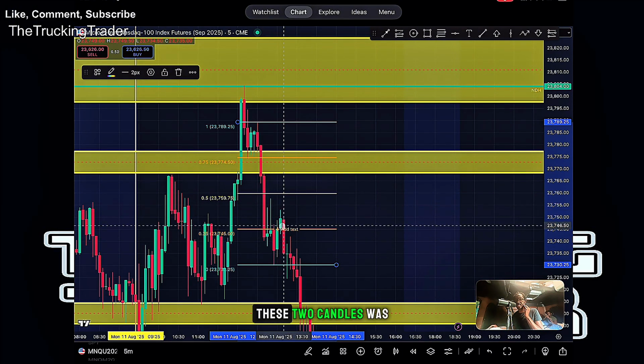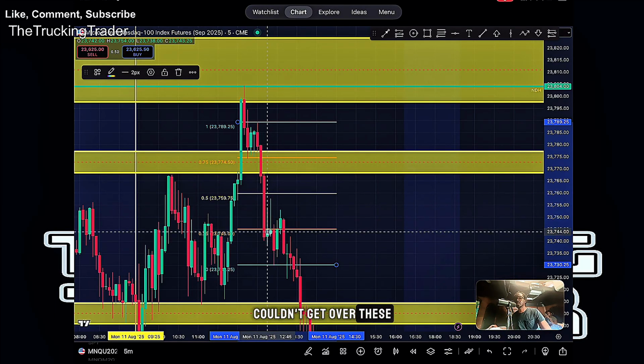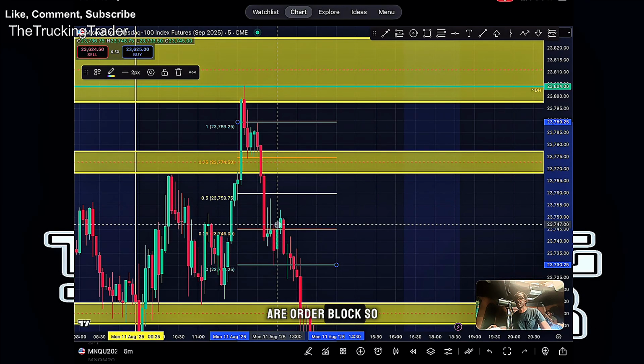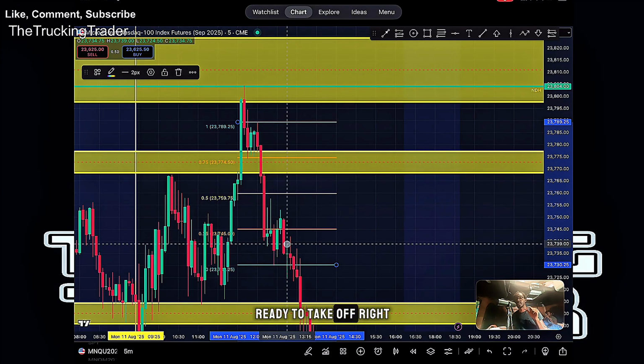So I noticed when these two candles were being made in real time, we couldn't get over these two little order blocks, right? Because this is an order block. These two green candles are an order block. So we couldn't get over that. So that was my first sign that, hey, we might be getting ready to take off.